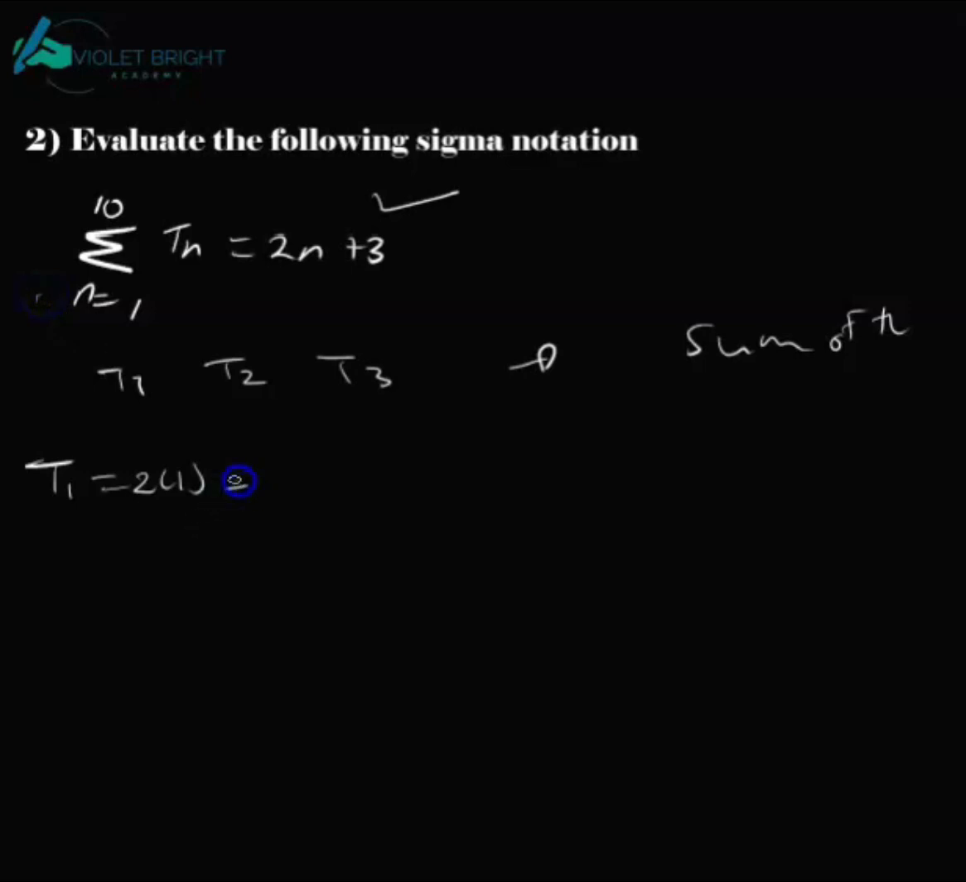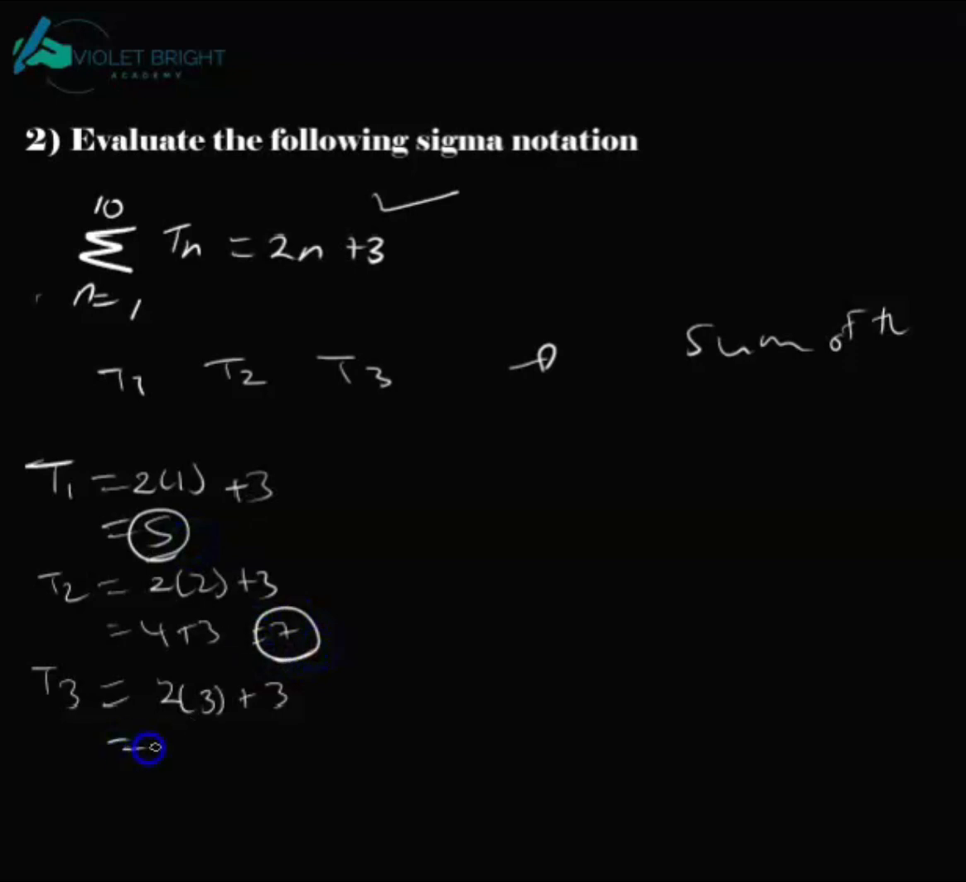Ne? T of 1 plus 3 is 5, and T of 2 plus 3, which is 4 plus 3, is 7. Oh, sorry, it's not 11, I was just assuming. So T1 is 5, T2 is 4 plus 3, which is 7, and T3 is 6 plus 3, which is 9.